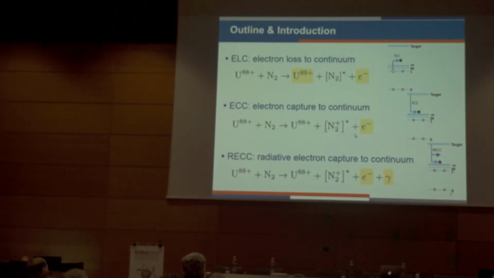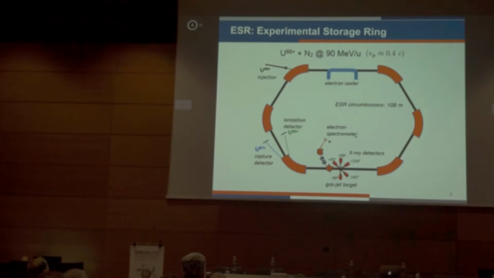So how do we observe these electrons? We use the experimental storage ring at GSI. It's a heavy ion storage ring with a circumference of 108 meters. The projectile ions are injected at 90 MeV per u. That's roughly 40% speed of light. We use electron cooling to have a really high quality beam. And as detectors, we have detectors for ions that have lost 1 electron, for ions that have captured 1 electron.